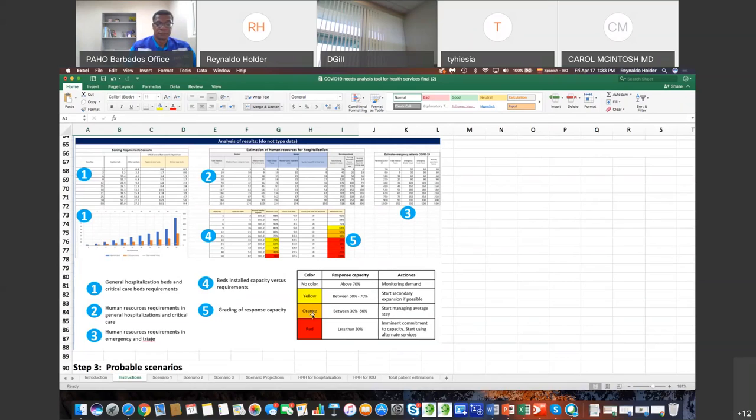Once it becomes orange, which is between 30 and 50%, it means that you're coming close to your total capacity, and it's necessary to start implementing other measures to avoid overwhelming the intensive and critical care capacity and avoid collapsing it. Once it's red, you're in imminent danger of overwhelming your intensive care and critical care capacity. Something has to be done, because any additional patients will result in collapse of the system.